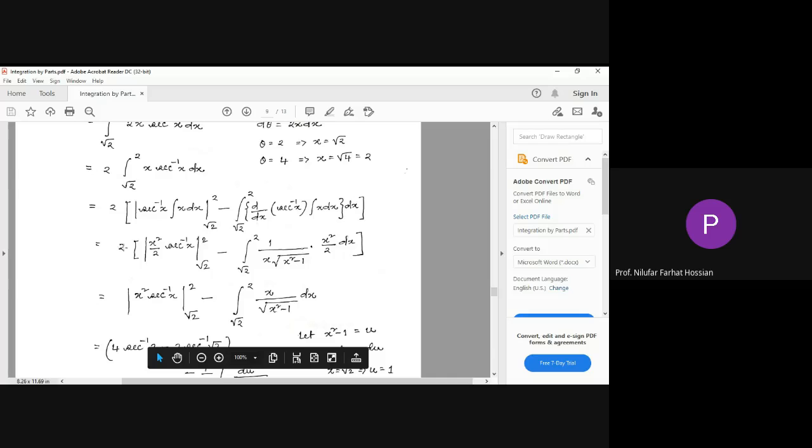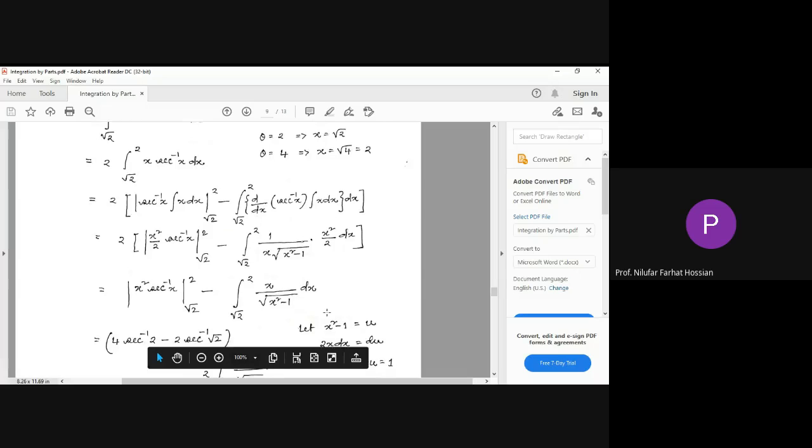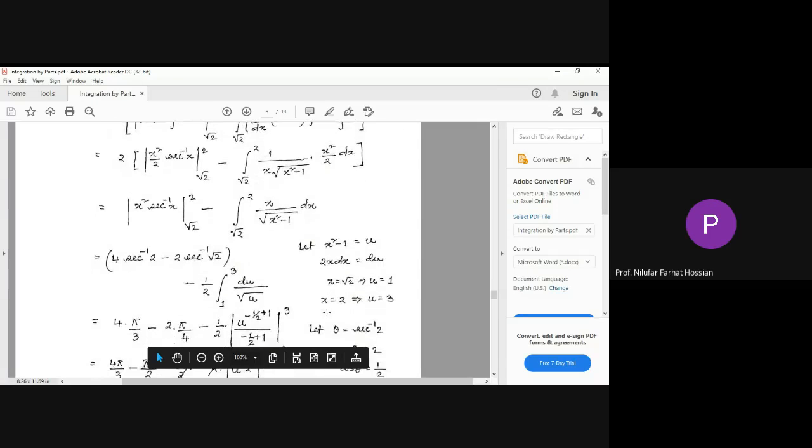Now this 2 is multiplied to both the terms, so the 2 cancels out. It will be x squared sec inverse x, with the limits root 2 up to 2, and here this 2 and this half cancel out, so it will be minus the integration of this. It is not possible to evaluate this integral directly. So let us use a substitution here.